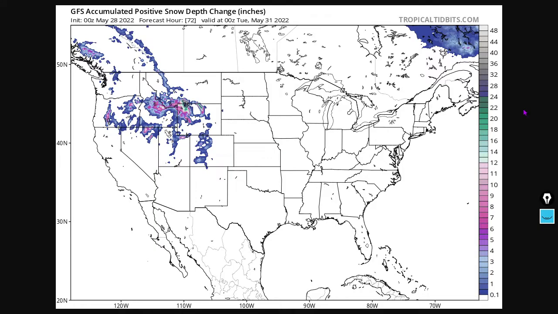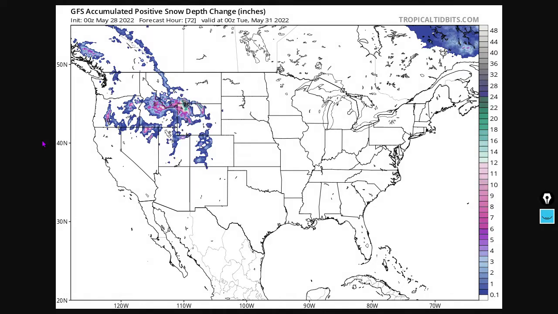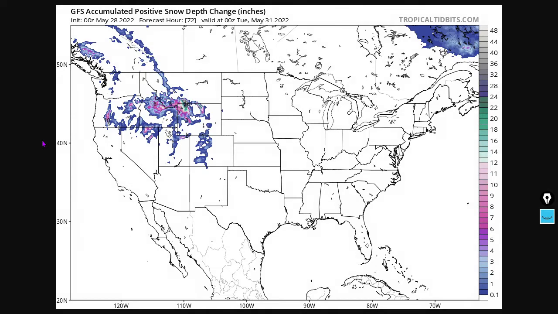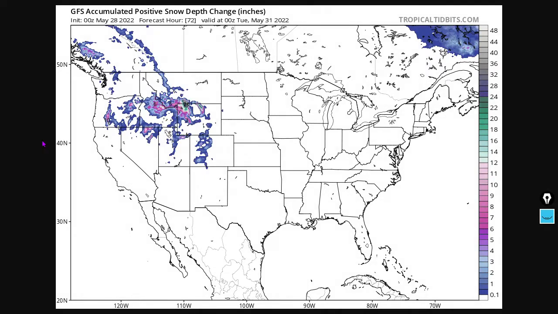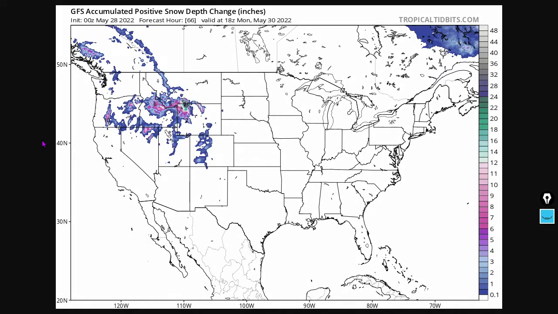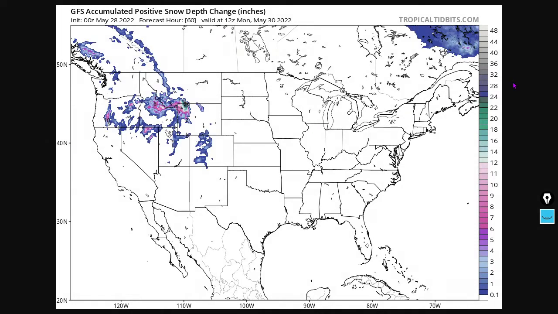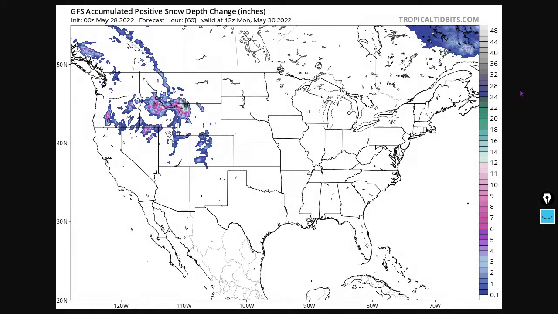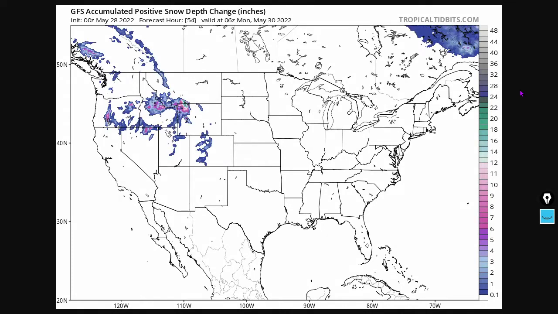as well, as there's a positive snow depth change forecast of over 2 feet in parts of both Montana and Wyoming. Also some huge snows expected for Oregon, Idaho, and some significant snows there. Geez, it looks like about a foot for parts of Nevada, parts of Utah, and parts of Colorado. Also Washington expecting some additional snow. That's your 72-hour positive snow depth change forecast based on the GFS model.